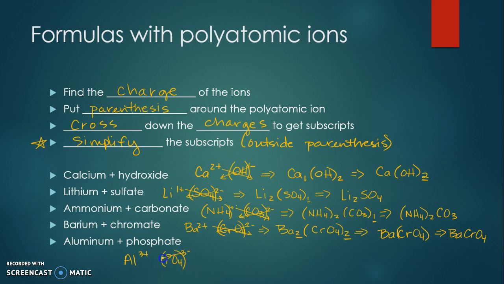Parentheses around the polyatomic ion, cross them down. We end up with Al3, parentheses, PO4, close parentheses 3. See, those are going to simplify and cancel. And if this becomes a 1, what happens to my parentheses? Well, we can get rid of those too. So aluminum phosphate is AlPO4.